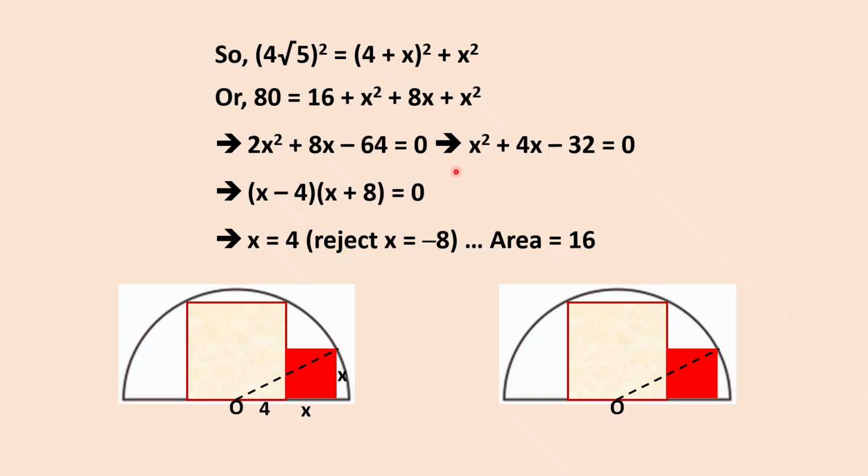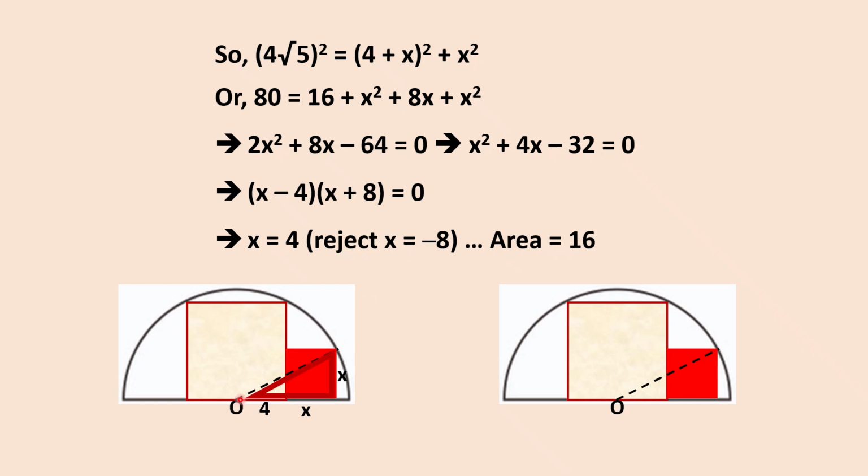Solving it, we get x square plus 4x minus 32 equals 0, and we factorize using the breaking the middle term method. So x minus 4 into x plus 8 is 0. Now x equal to minus 8 is rejected, so x equals 4. So the side of the smaller square is 4, and the area of the smaller square will be 4 into 4, that is 16. So the required area is 16.